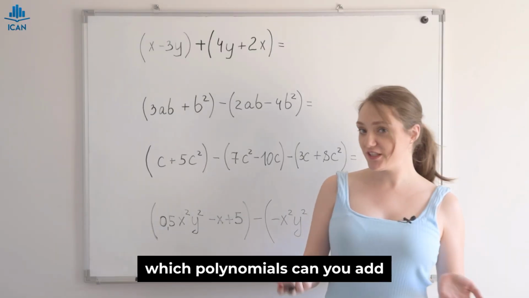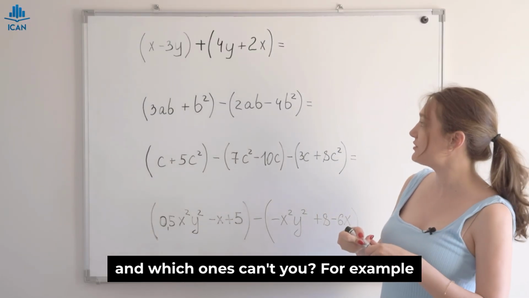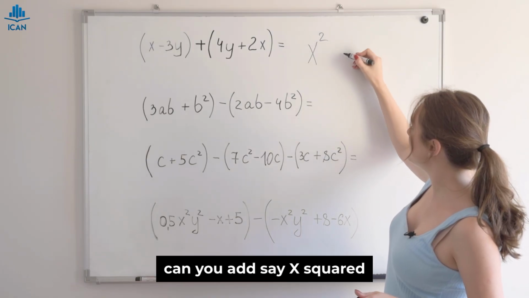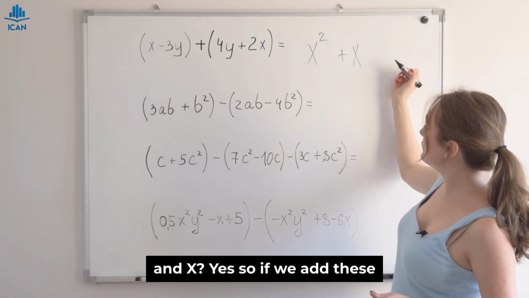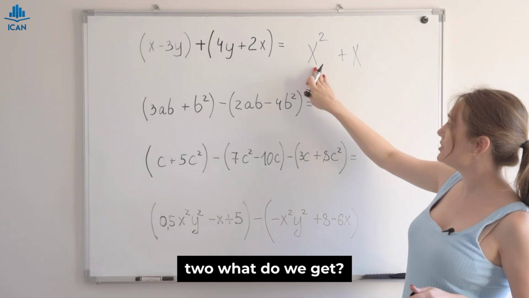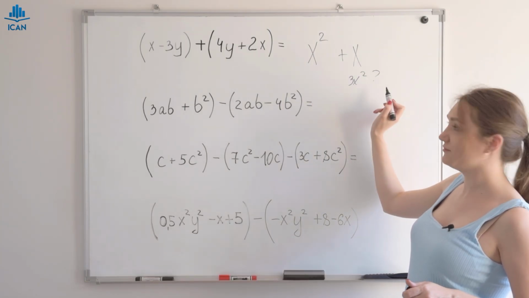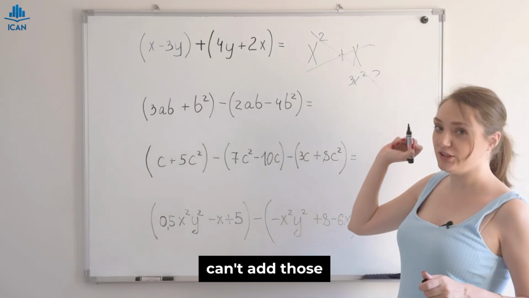So guys, which polynomials can you add and which ones can't you? For example, answer in the comments. Can you add, say, x squared and x? Yes, so if we add these two, what do we get? Maybe 3x squared? No, you can't add those.